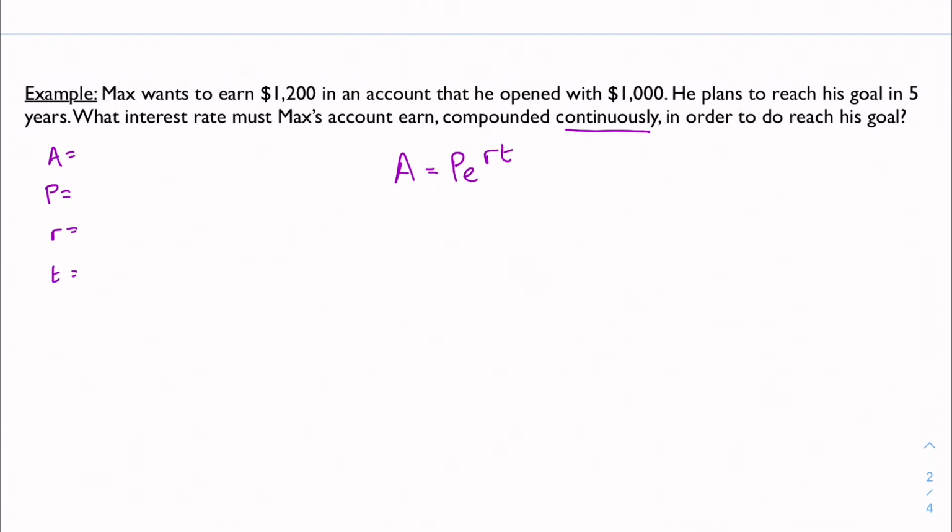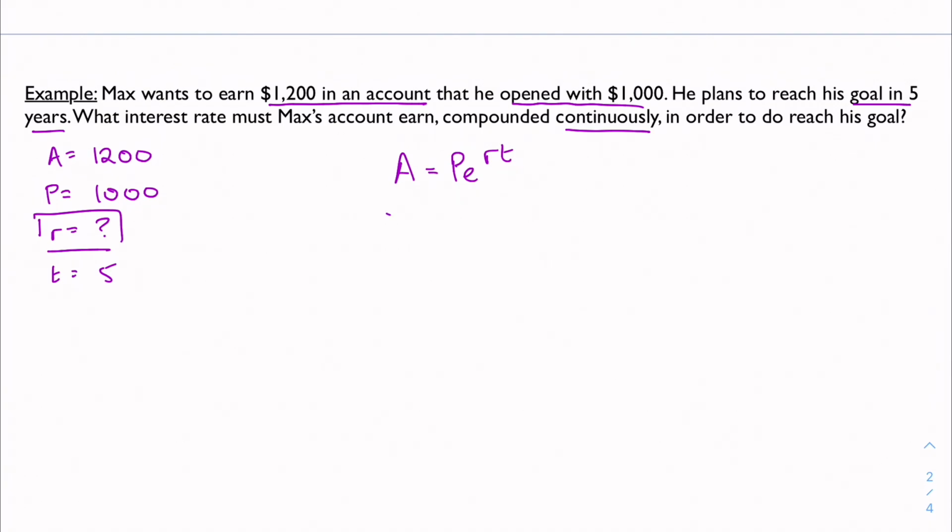Well, I want to have $1,200 in this account. I guess this is really a poorly worded question, because if I say I want to earn 1,200, does that mean my account balance is 2,200? When I wrote it, I meant it to be balance equal to 1,200, so we will stick with it and I will remove the ambiguity in my tests. We open that account with $1,000. He plans to reach his goal in 5 years. What interest rate must he earn? That's what we're solving for.